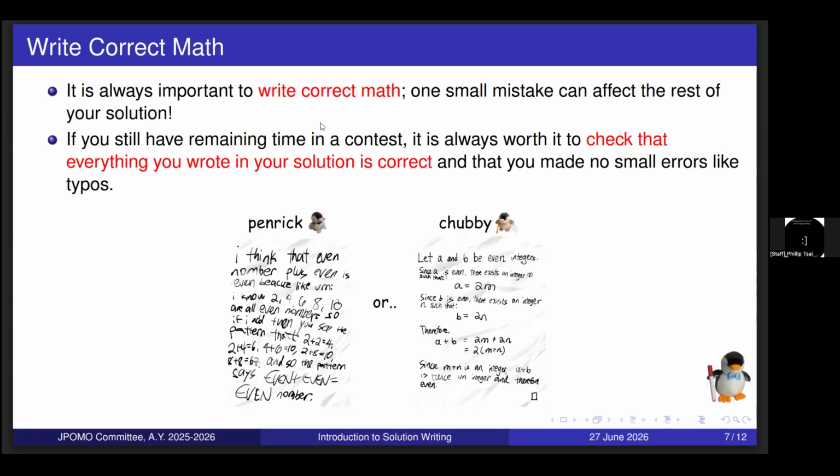Also, another reason why one small mistake can really affect the rest of your solution is because it kind of works like a domino effect, where you're proving another statement on that small mistake, which can really mess the rest of your solution up if you're assuming the wrong things, if you're proving the wrong things.